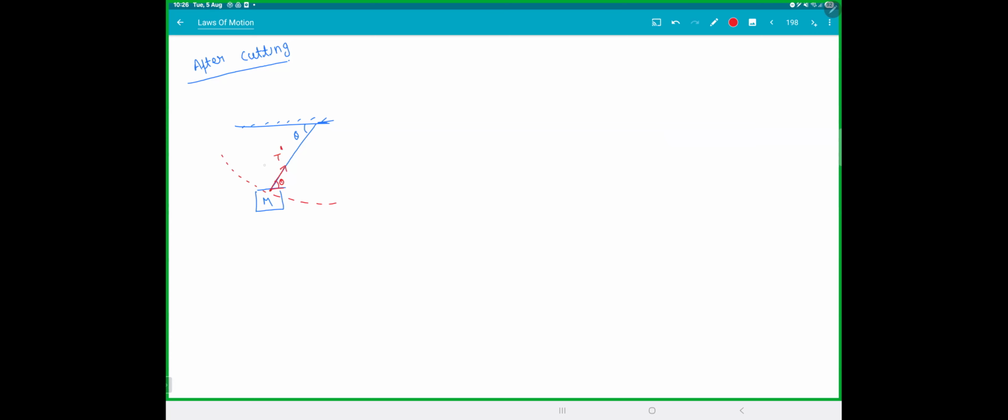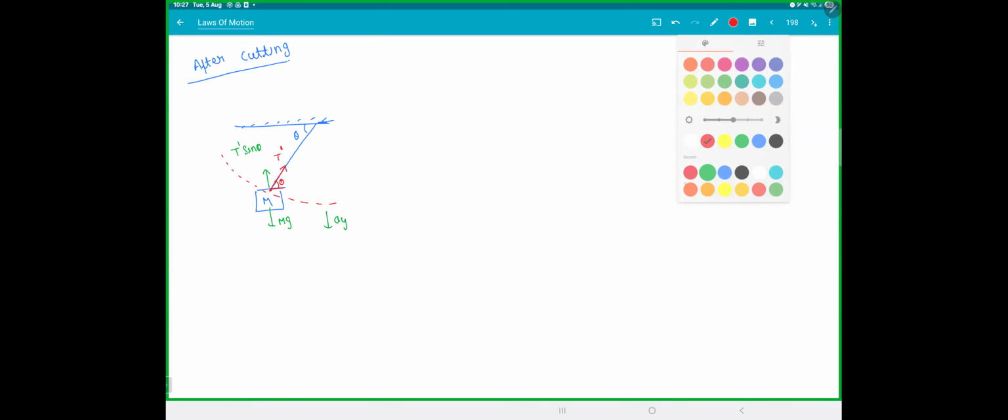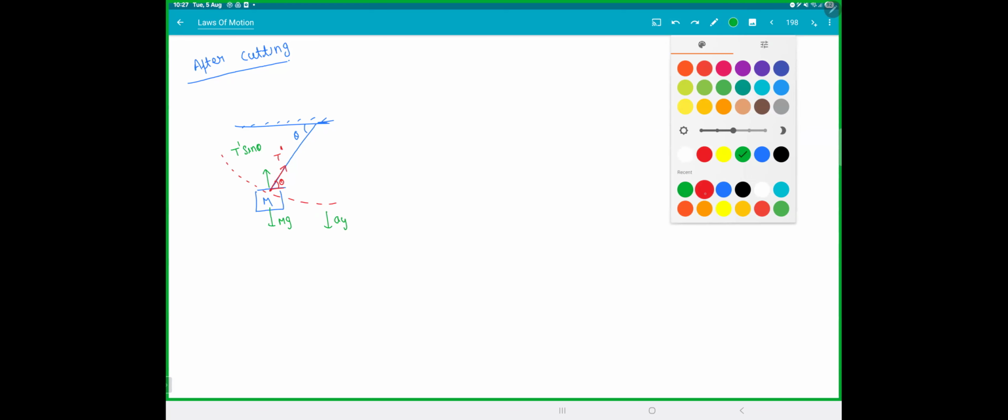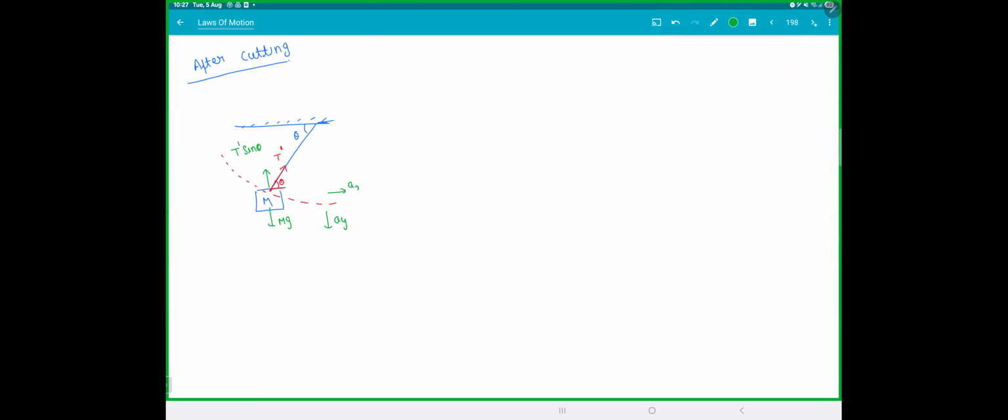This is theta. So if you look at the vertical component, this will be T dash sine theta. This will be mg. You're forgetting something. This block also has a vertical acceleration. Think about it. When it is going like a pendulum, isn't the block coming down also? The block is coming down also, and the block is going horizontally also. The block will have two accelerations, ax and ay.